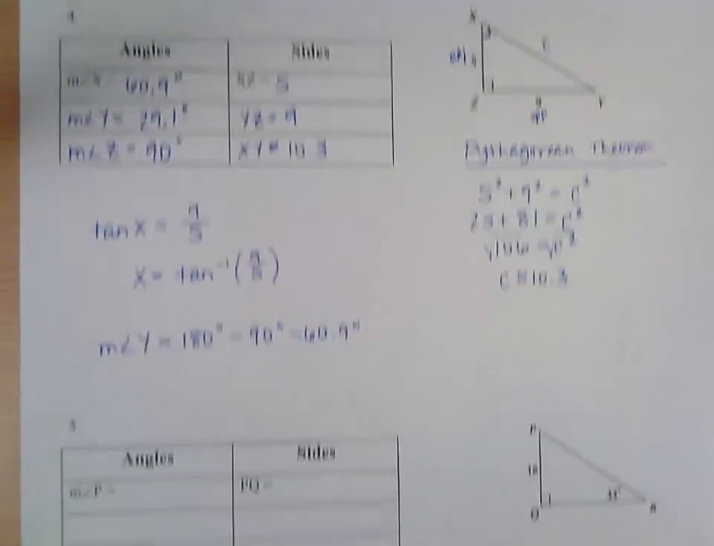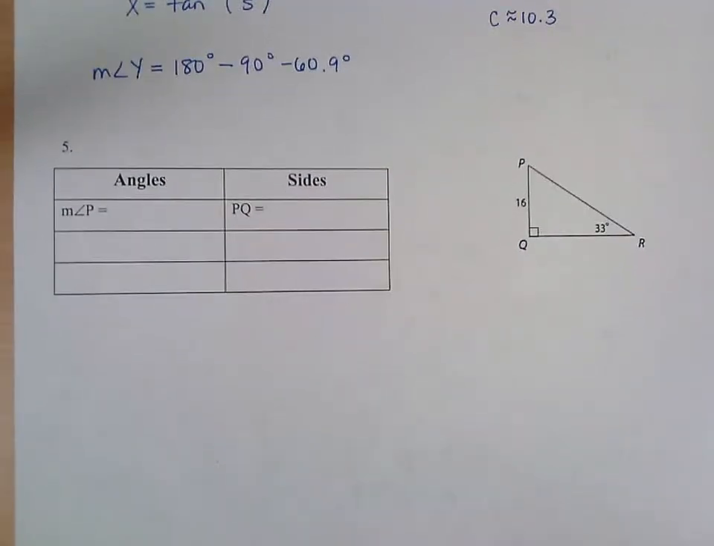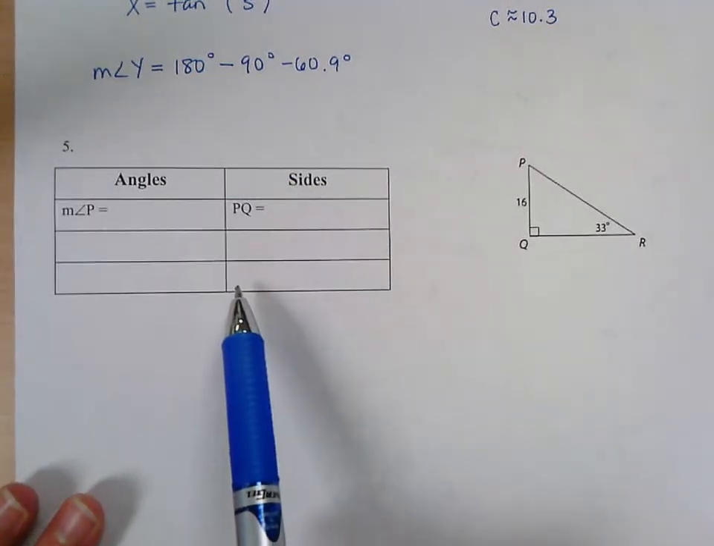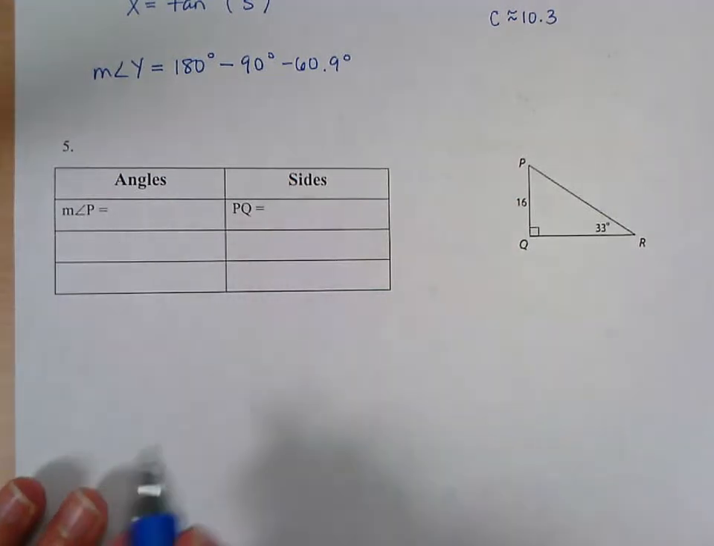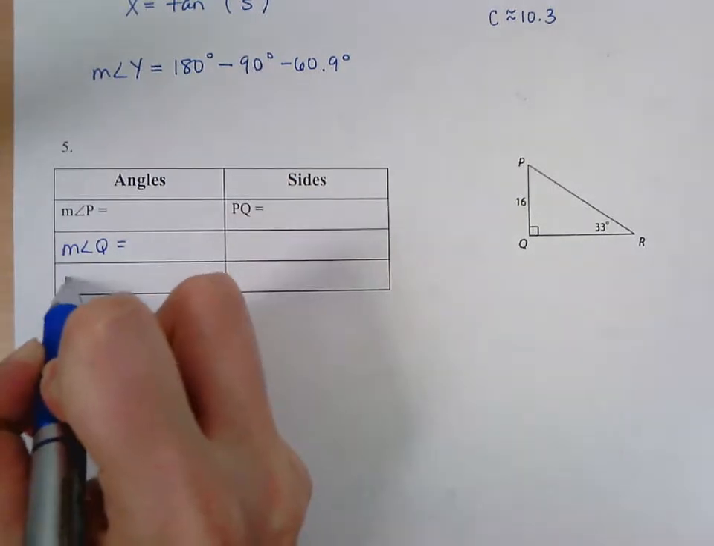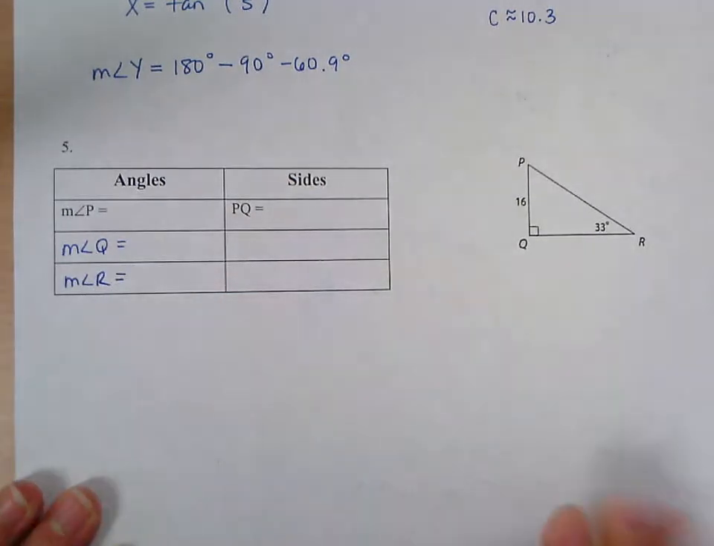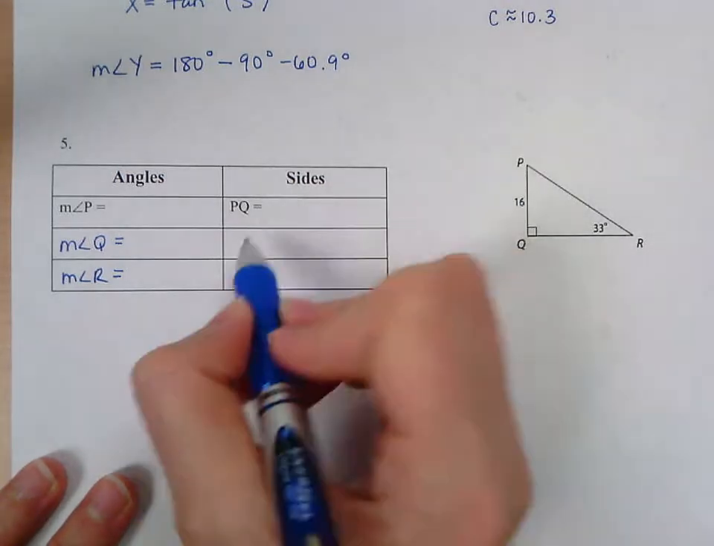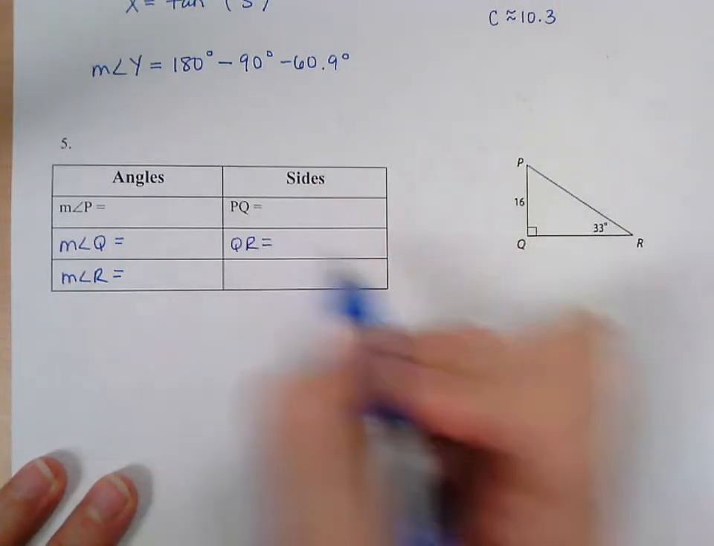Okay, 5 is a little bit different because you're given different pieces of information. So I also want to look at 5, and then you'll have time to work. So again, I'm going to fill in what we're all trying to find. So we're trying to find the 3 angles, measure of angle P, measure of angle Q, and measure of angle R. And then our 3 sides, we have PQ, we have QR, and we have PR.